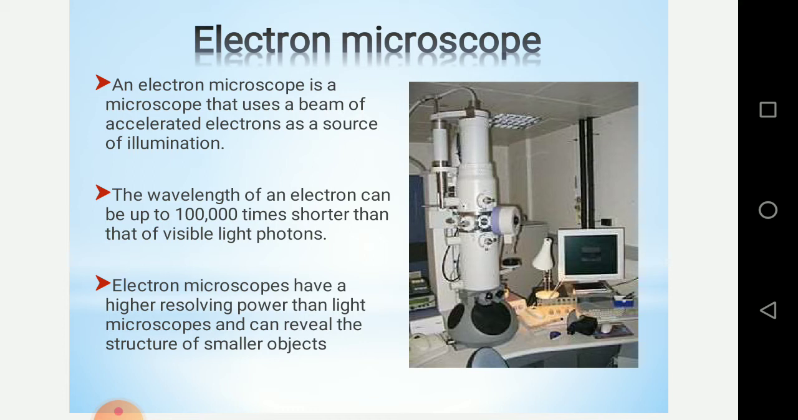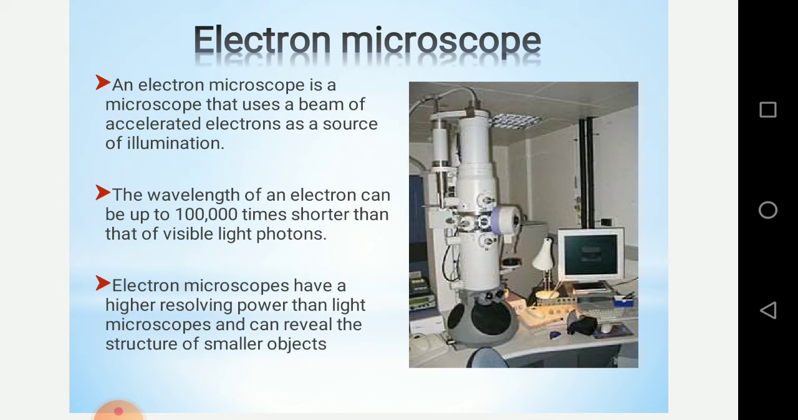An electron microscope is a microscope that uses a beam of accelerated electrons as a source of illumination. So instead of simple light, it uses a beam of electrons as a source of illumination. The wavelength of electrons can be up to 1 lakh times shorter than that of visible light. So its wavelength is much smaller.